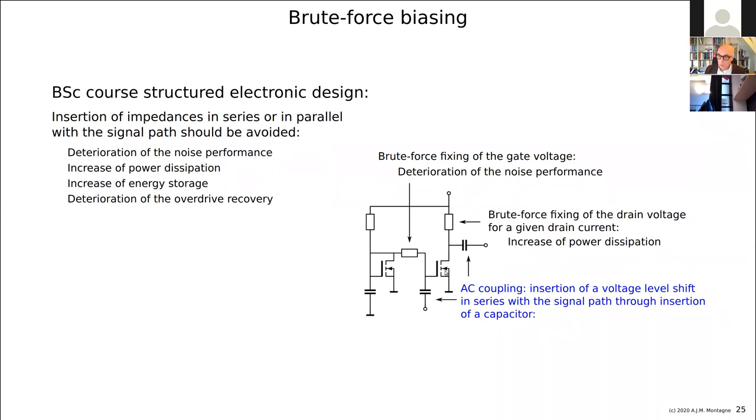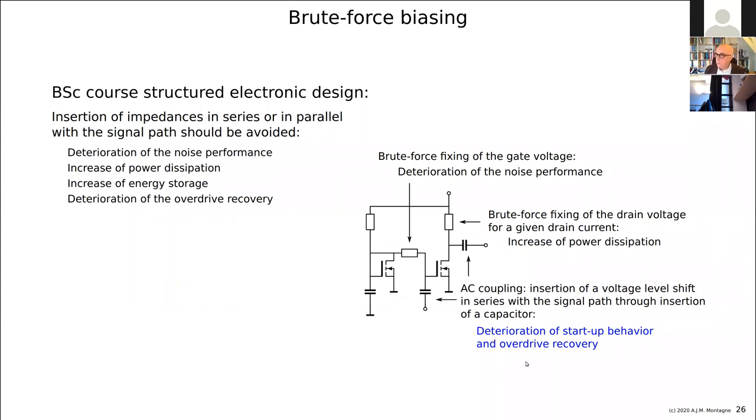Similar things occur when you overdrive it. When you put a very high voltage on here, then this one starts changing the average charge, and you get overdrive recovery. So here you see all kinds of brute force techniques in the circuit, and now you can maybe recognize them also in others.